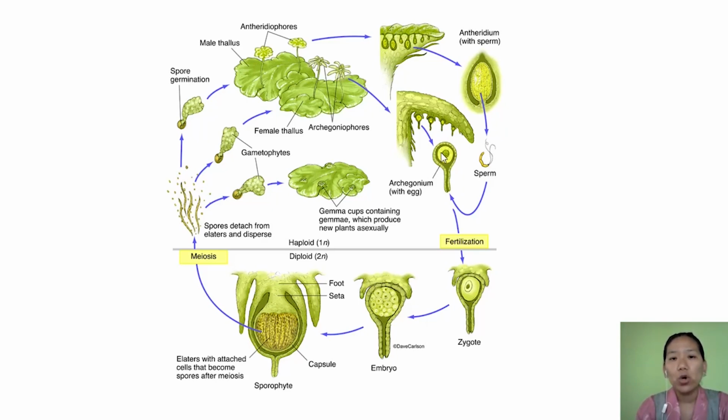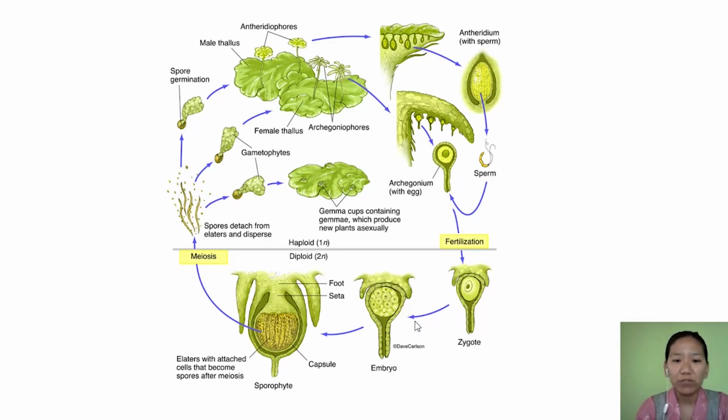Okay, so these male gametes are released into the water body, and these gametes are carried away by the water body and finally reach the neck, or the mouth, of the female archegonium. Then through this it enters into the archegonium and fertilization takes place, and this fertilization leads to formation of a zygote.